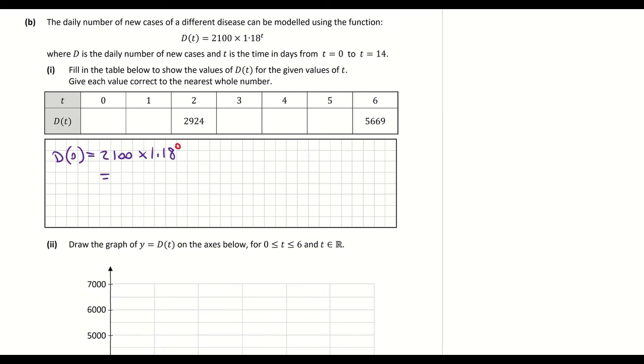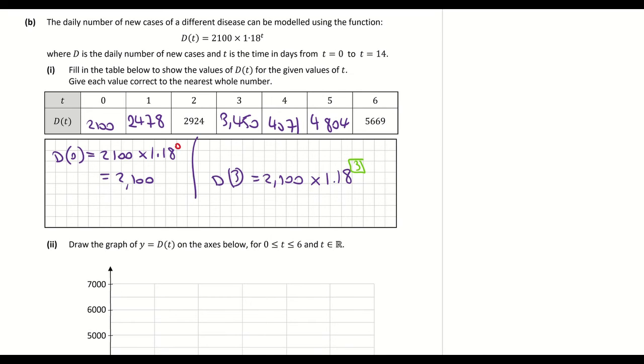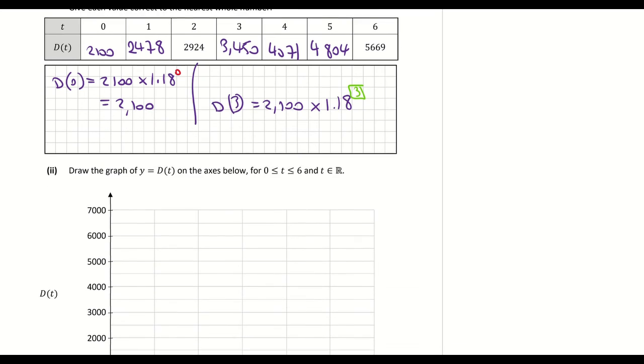And I'll do a few of them out here. So that's getting me 2100 on my calculator. I'm just going to do out, so that would be filled in here. I'm going to fill in this one here. So d of 3 would be 2100 multiplied by 1.18 to the power of 3 on my calculator. And that's getting me 3,450. So I'm just going to fill in the rest of them here for you. It's done the same way on my calculator. d of 4 would be 4071, and filling in 5 for t would be 4,804. Okay, so that's my table complete.